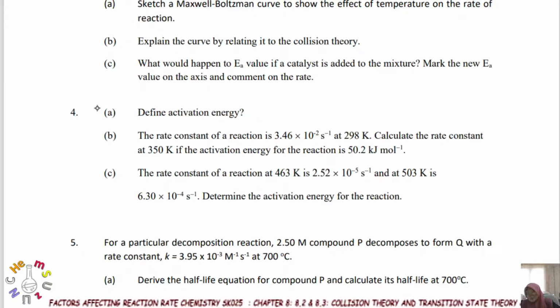Kalau tengok soalan 4 ni, A, B, C ni dia macam satu family tapi dia tak ada kaitan antara satu sama lain. Okey. B ni the rate constant of the reaction is 3.46 × 10^-2 per second at 298 Kelvin. Calculate the rate constant at 350 Kelvin if the activation energy for the reaction is 50.2 kJ per mole.